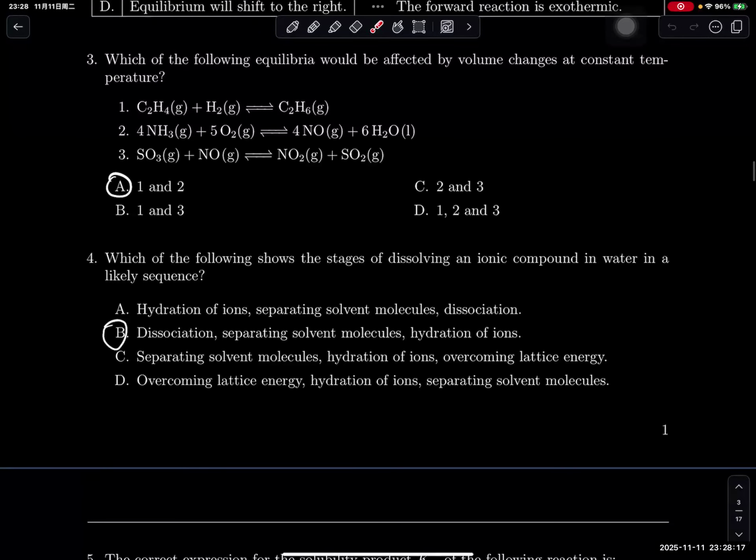Question 4. Which of the following shows the stages of dissolving an ionic compound in water in a likely sequence? Okay, so first of all, we have dissolution, right? So the ions separate, and then the solvent molecules separate, and then they recombine to form ion-dipole forces, which is the hydration of ions. Okay, and selection B directly matches that.